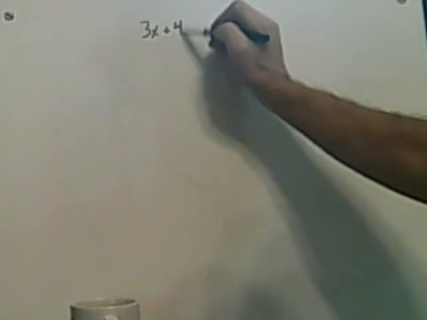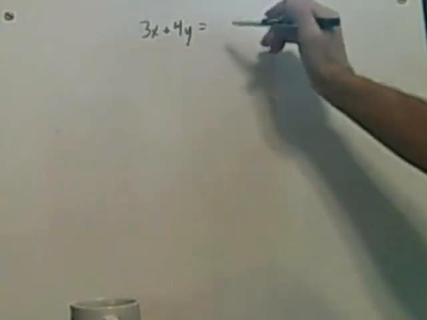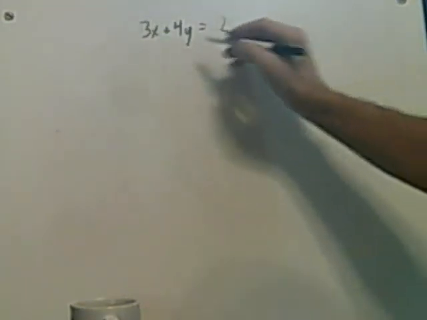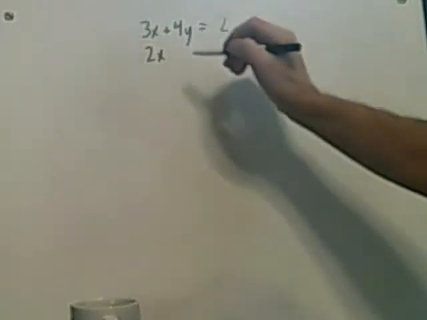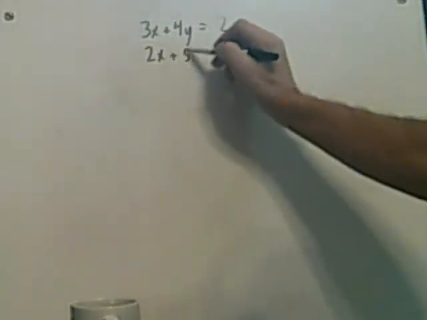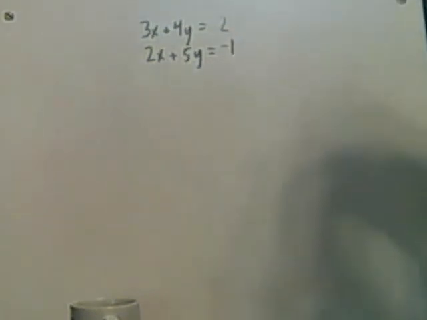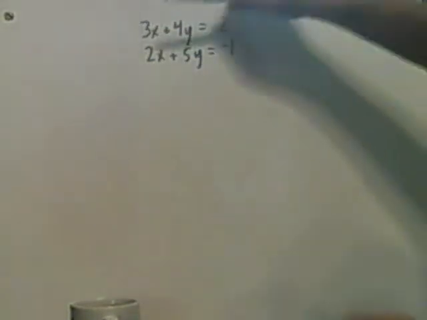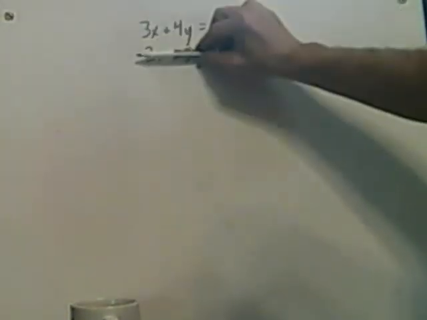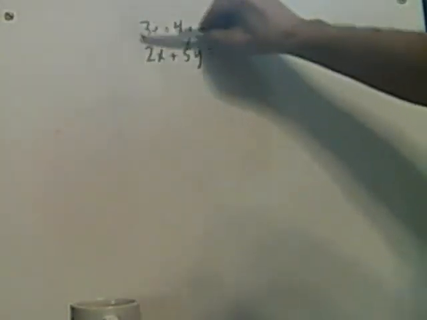3x plus 4y equal to 2. 2x plus 5y equal to negative 1. We're using the elimination method, so we want to combine these to eliminate a variable. Now, you look at this right off the bat, it's not going to be obvious how to do this. So what we're going to do is multiply the first equation by 2 and the second equation by 3. The idea is I'm going to subtract the x's.